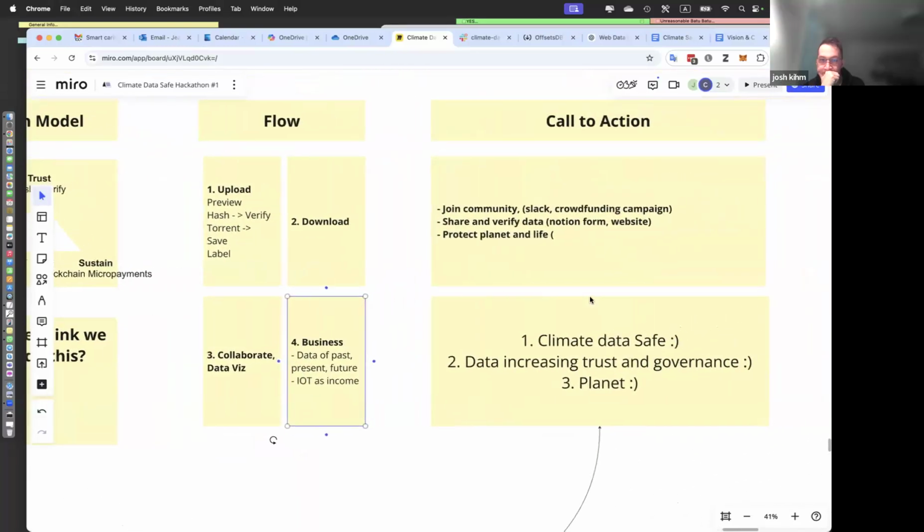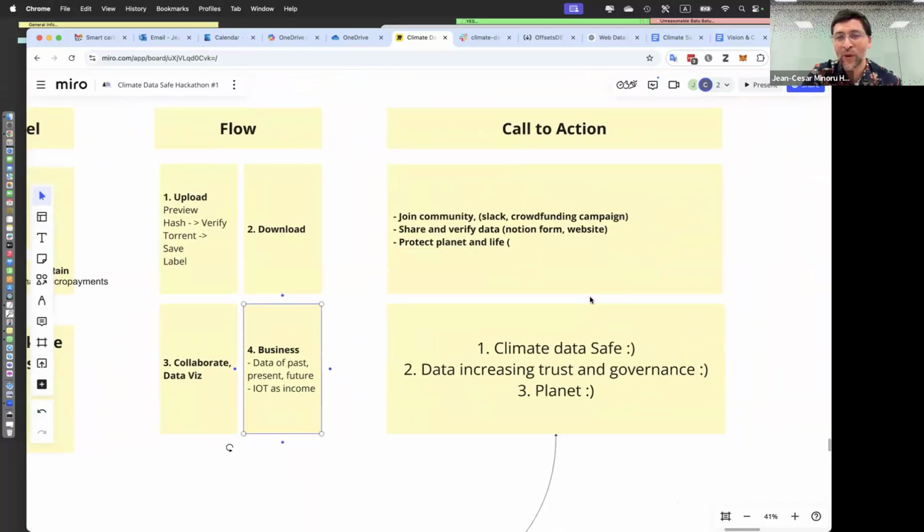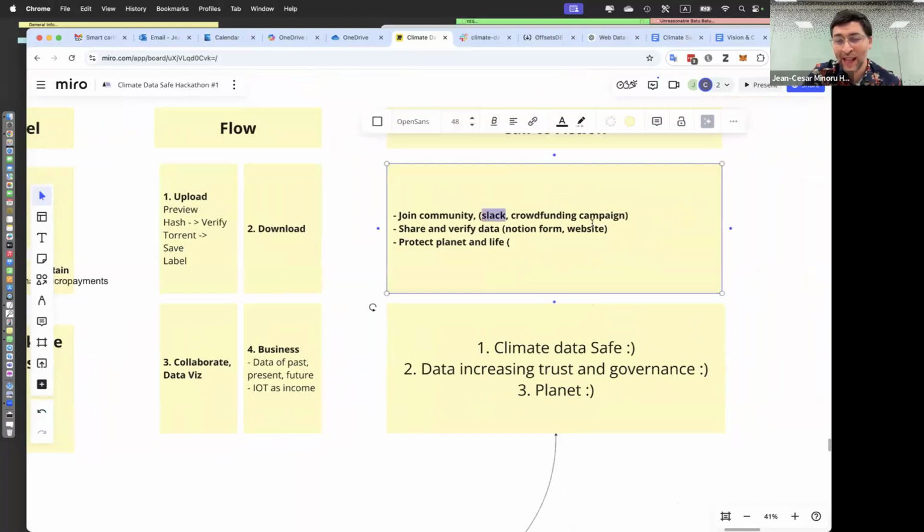And so we want to have a very clear call to action, and people can join us on the Slack. So hopefully we have more climate scientists and more coders like yourself, and lawyers as well. They can help us find an IP and all that stuff. People can give us money on the crowdfunding campaign.